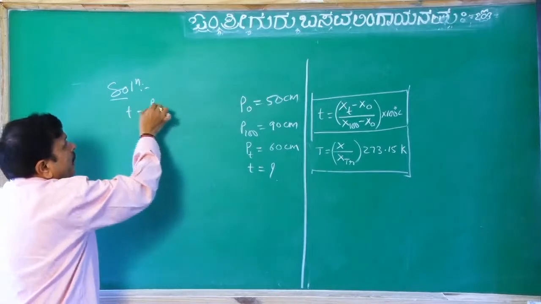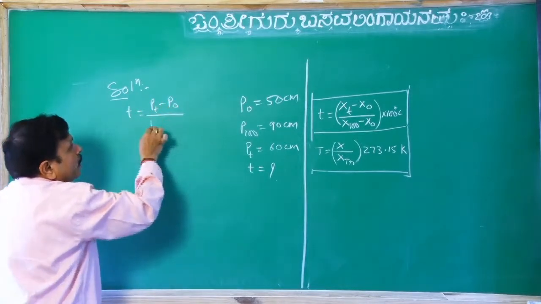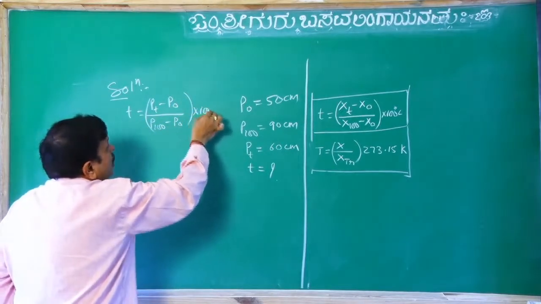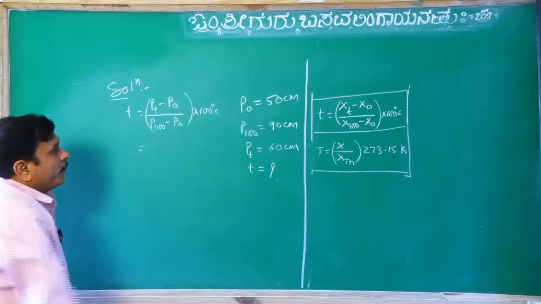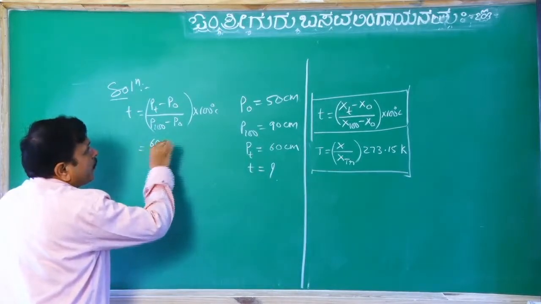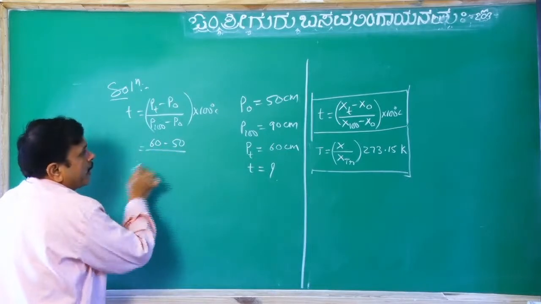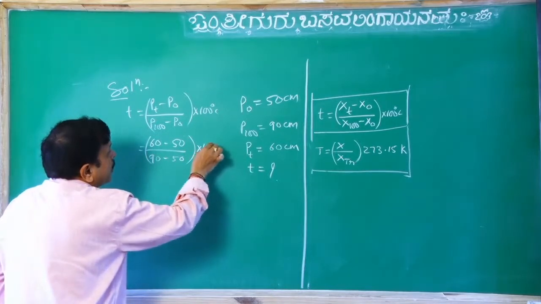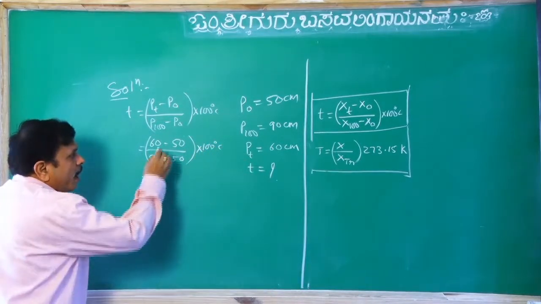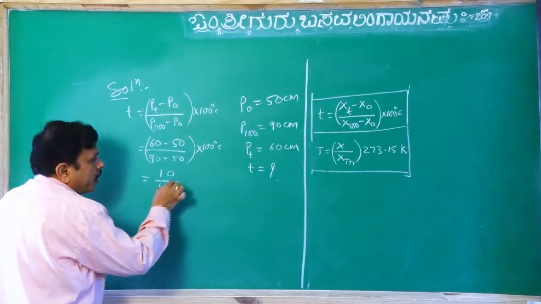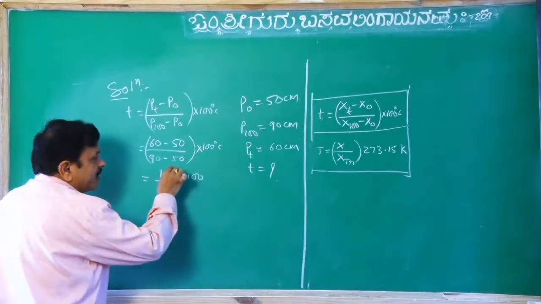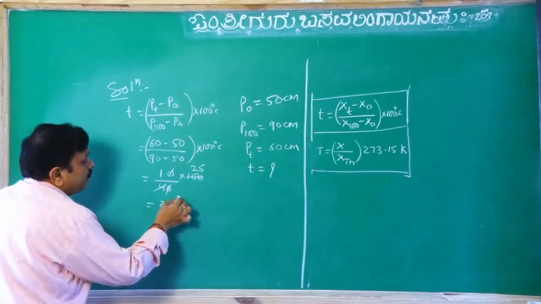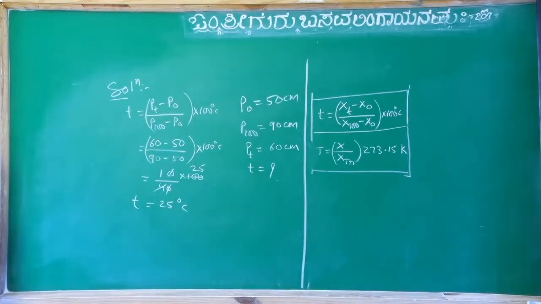T is equal to Pt minus P0 divided by P100 minus P0 into 100 degrees Celsius. PT is 60, so 60 minus 50 divided by 90 minus 50 into 100 degrees Celsius. This will become 10 divided by 40 into 100 degrees Celsius. This will go 4 fives, 25. So we get 25 degrees Celsius as the temperature.